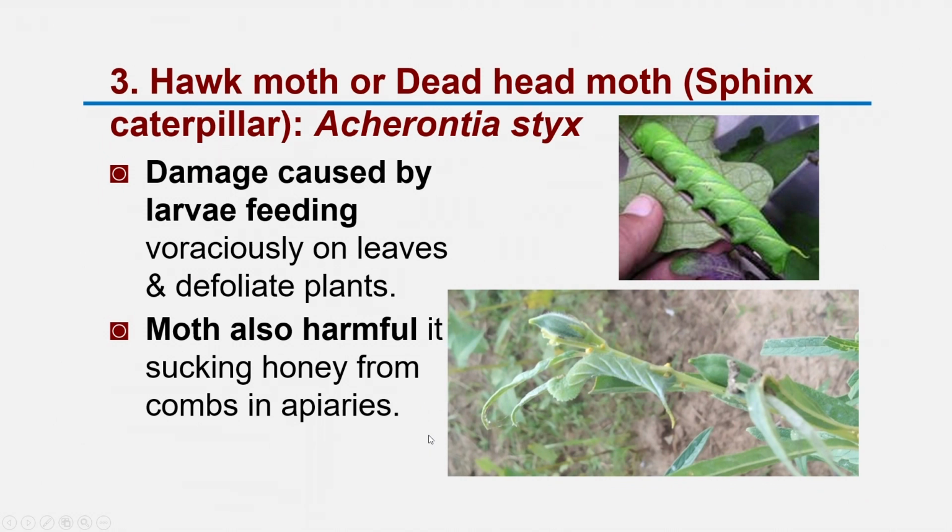Now, third important insect is hawk moth or death's head moth, sphinx caterpillar. Acherontia styx. Damage is caused by larvae feeding voraciously on leaves and defoliating the plant. Moth is also harmful as it sucks the honey from combs in apiaries. So, you can see the larvae on the right side, it is greenish color larvae, and damaging. In the second picture you can see the damage being done by the larvae.